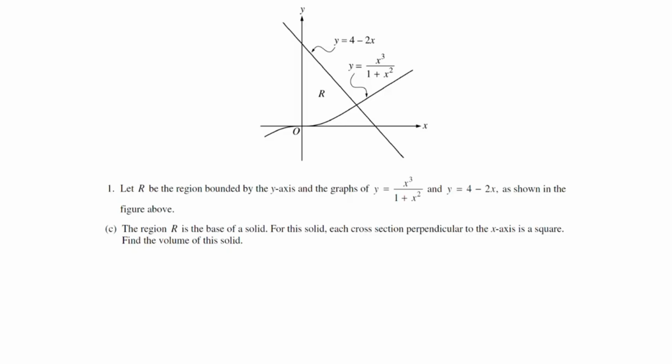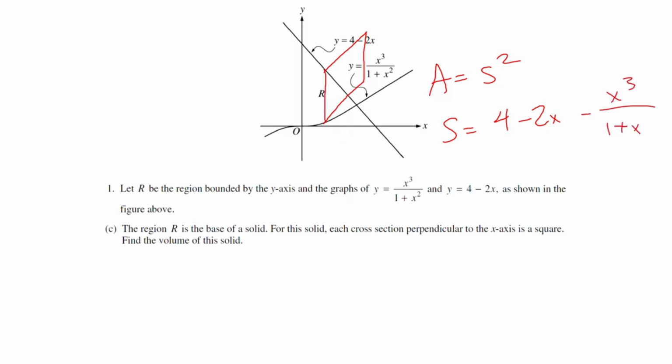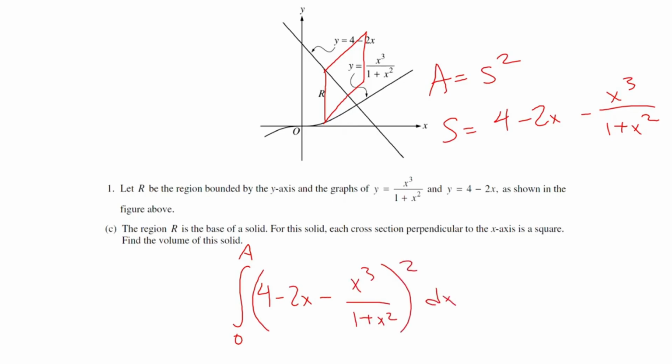And in part C, we've got region R is the base of a solid, and the cross sections perpendicular to the x-axis are squares. Find the volume. Well, if the cross sections are squares, the area of those is the side length squared, and the side length is just the upper function minus the lower function. So we're just going to integrate from 0 to a, our upper minus our lower, squared, because it's the side length squared.